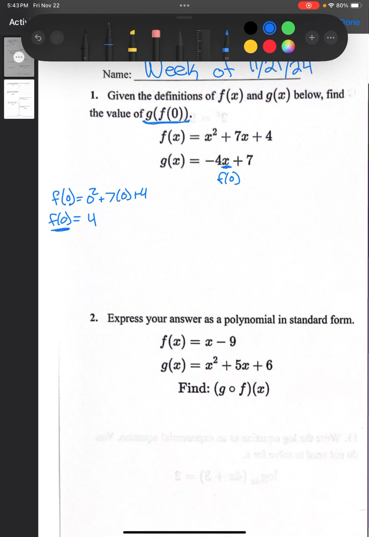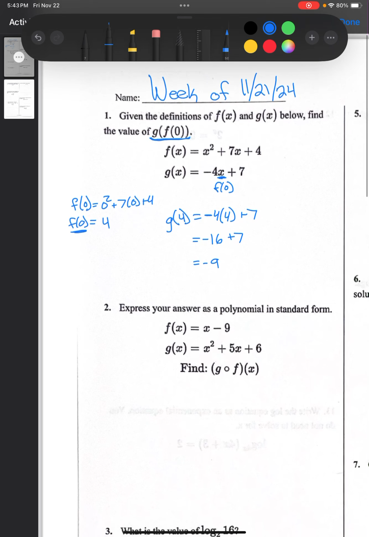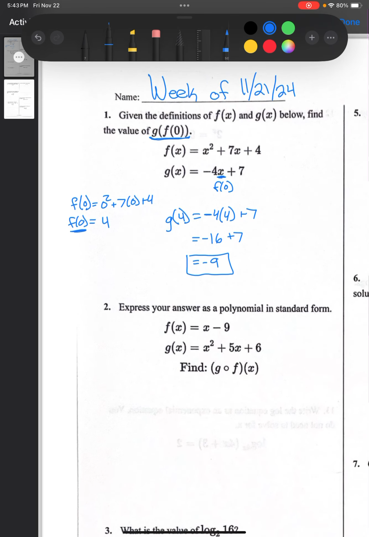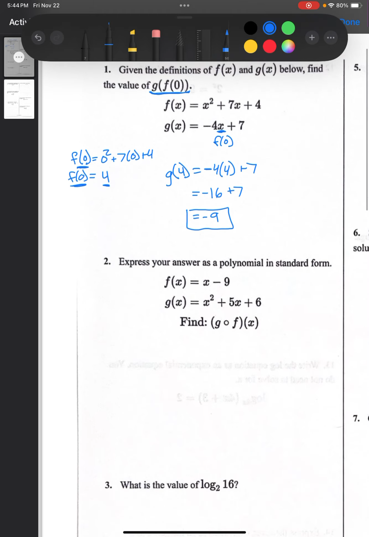So now anytime we see an f of 0, we can put in 4, right? So now we have negative 4 times 4 plus 7, which gets us negative 16 plus 7. That equals negative 9. So there's your answer for number 1. Basically, when they ask you to input that kind of function, I would first find that function as a unit, so it's easier to plug in.